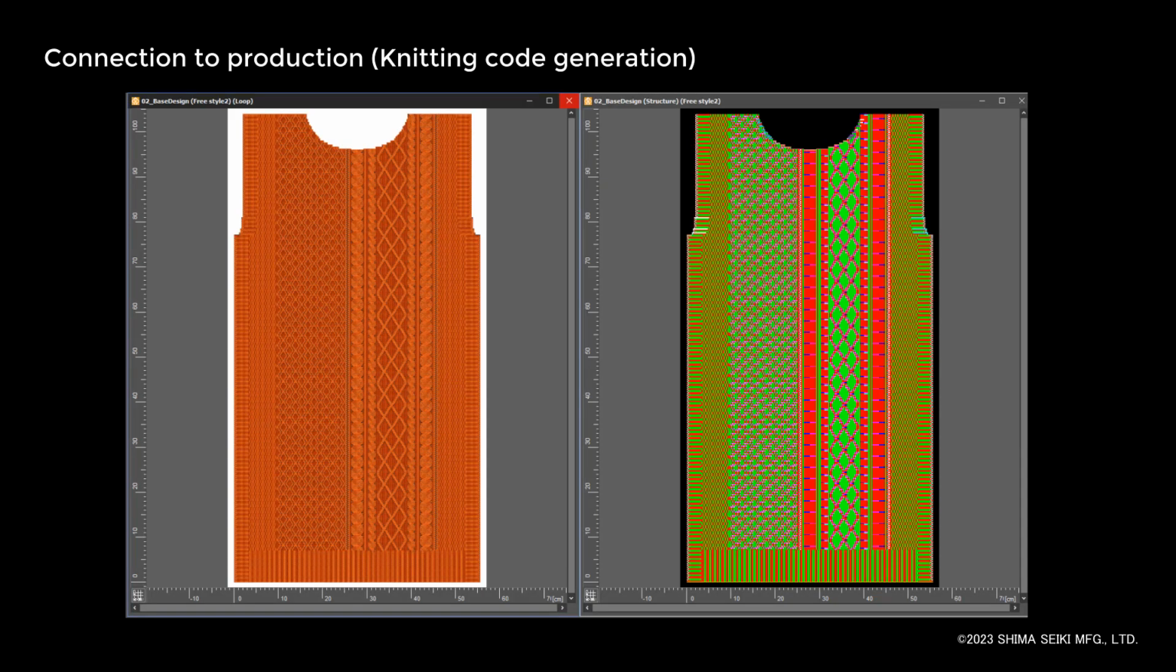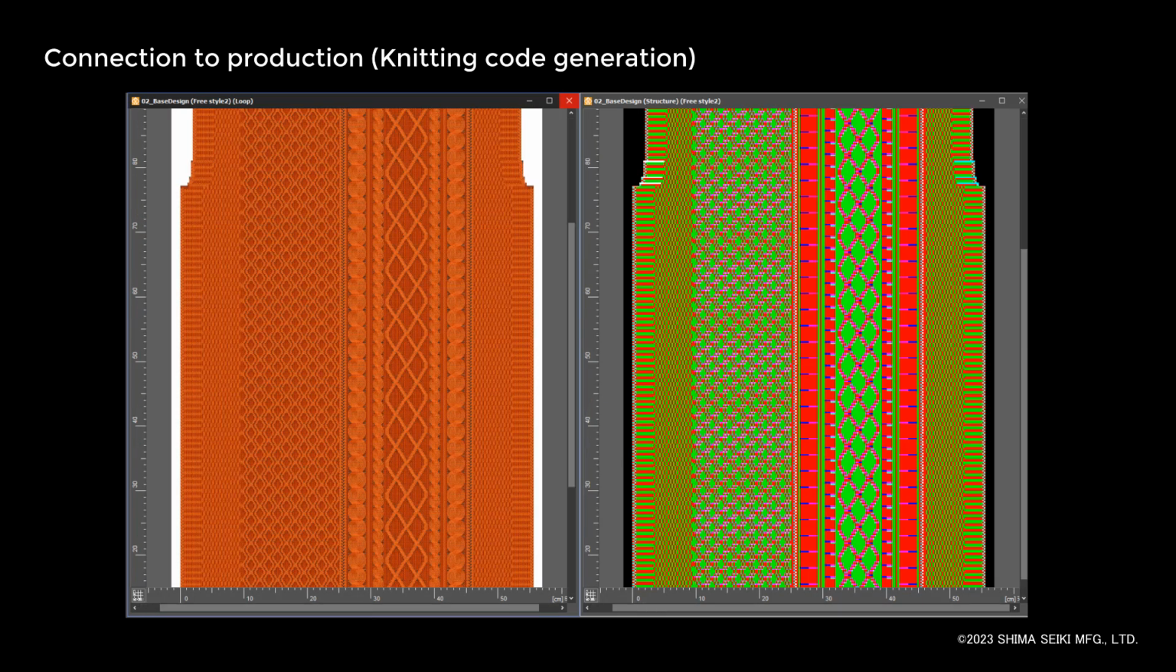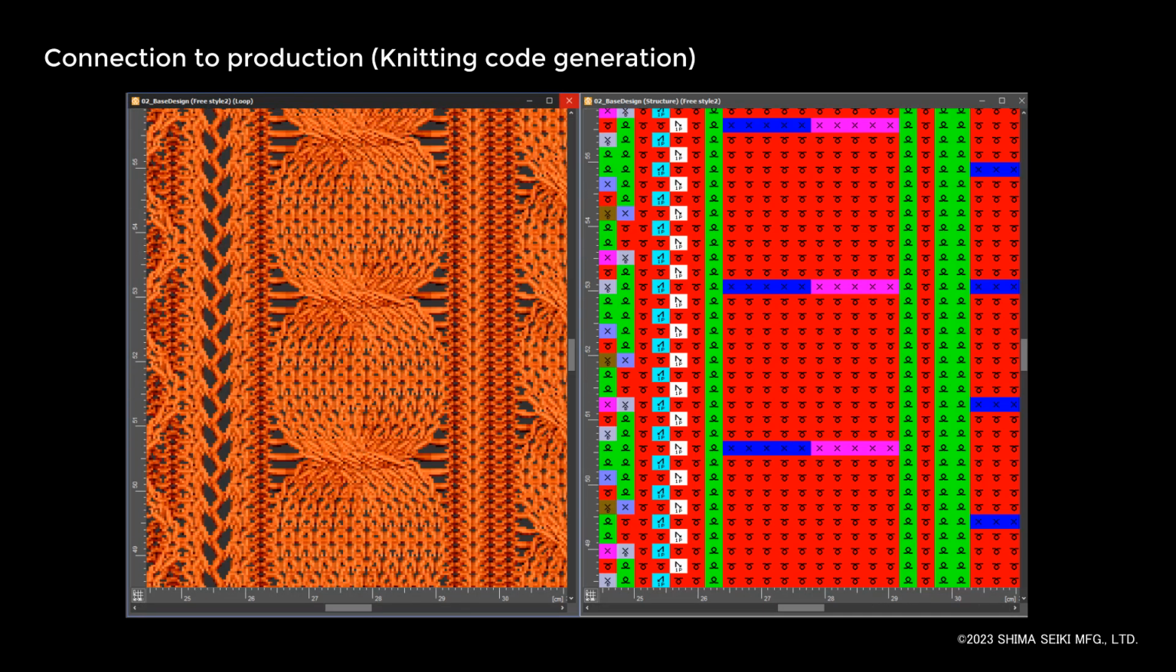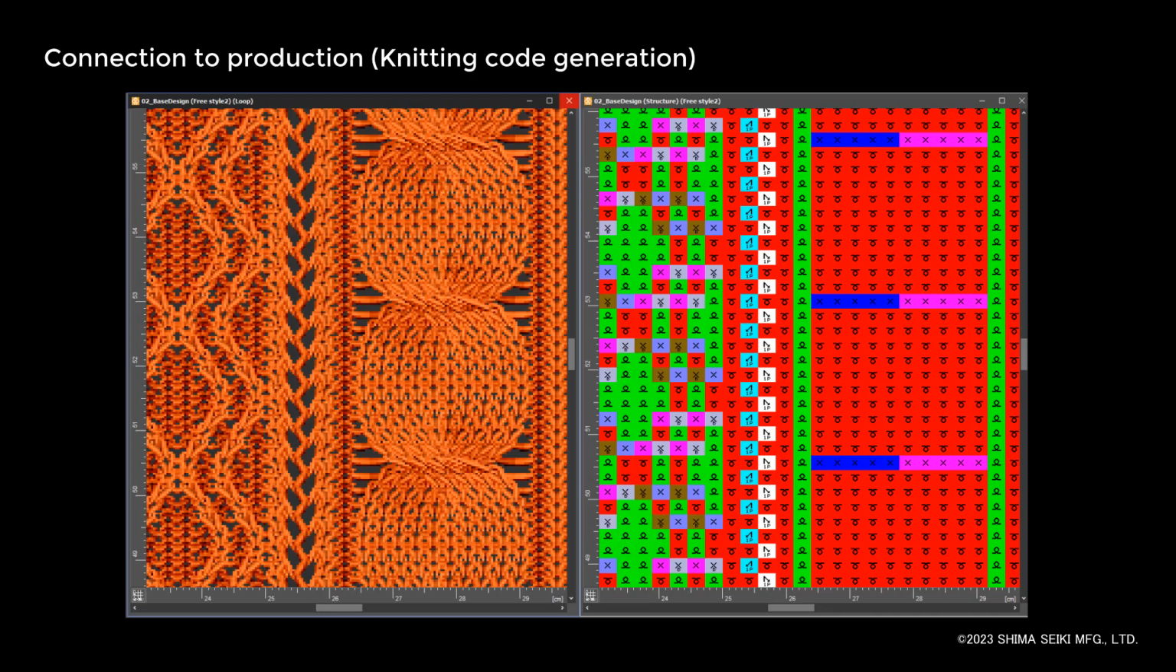Another major advantage of APEXFiz is that it can be connected directly to production after the rendering is complete and the design is confirmed. When the structure pattern design was created earlier, the codes you see here were generated simultaneously behind the scenes. The codes are to control the knitting machine, and by finishing the data in software for technicians, it can be used to knit the product.